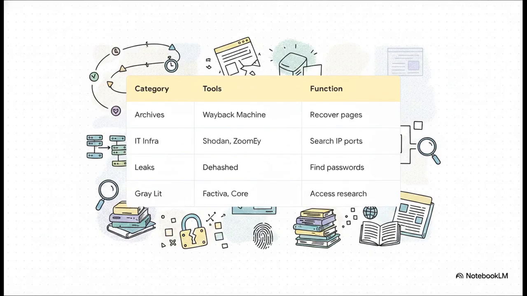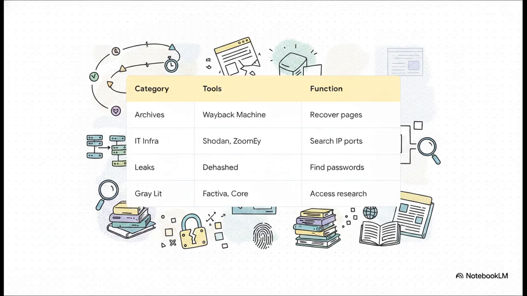Let's break down some of these specific tools by their actual function. By mechanizing their workflow, investigators can uncover some truly incredible things. For example, using the Wayback Machine or archive.is, you can pull up historical copies of websites, completely recovering pages a target thought they had permanently deleted. Then you have tools like Shodan and Zoomy. These act as search engines, but not for websites. They search for connected devices, revealing exposed IP addresses and open network ports.